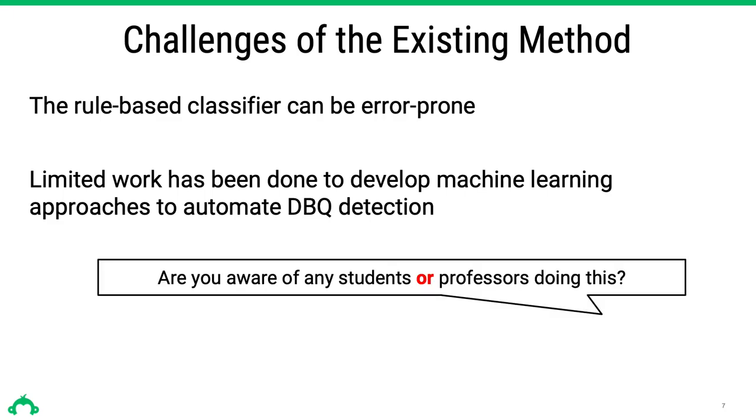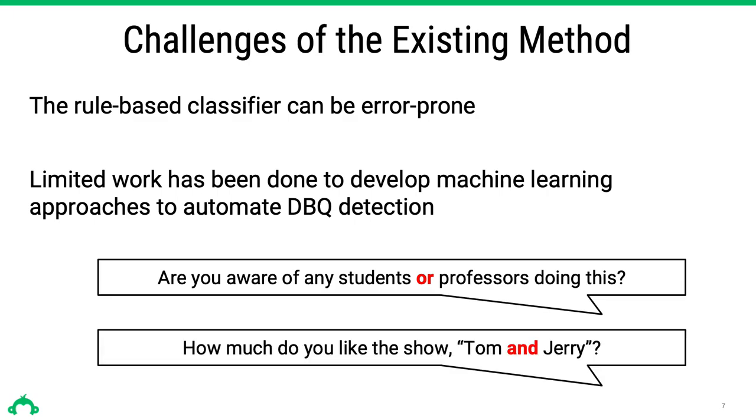Some examples where grammatical conjunctions won't work are, for example, are you aware of any students or professors doing this? Or, how much do you like the show Tom and Jerry? Obviously, Tom and Jerry is a phrase. However, if we use this rule-based approach, it will misclassify the last question as a double-barreled question.